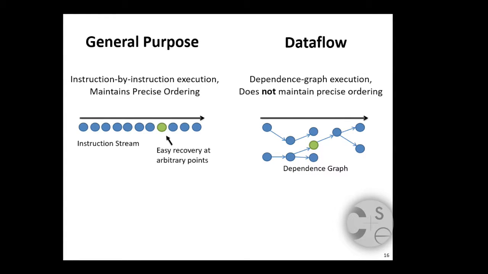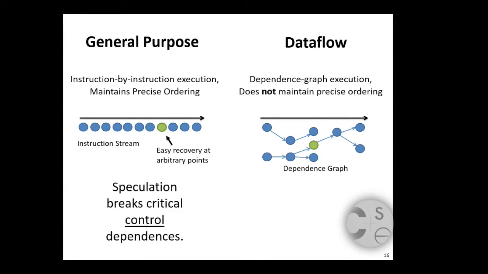And for the architecturally minded among you, when I'm saying general purpose, what I'm talking about is von Neumann machines. So a general purpose architecture logically performs instruction by instruction execution and maintains the precise state at every instruction. Now, what this allows it to do is speculate at arbitrary instructions in this instruction stream and easily recover at low cost. And so this gives general purpose architectures a great advantage in dealing with control critical workloads because it can speculate those critical control instructions without too much cost.